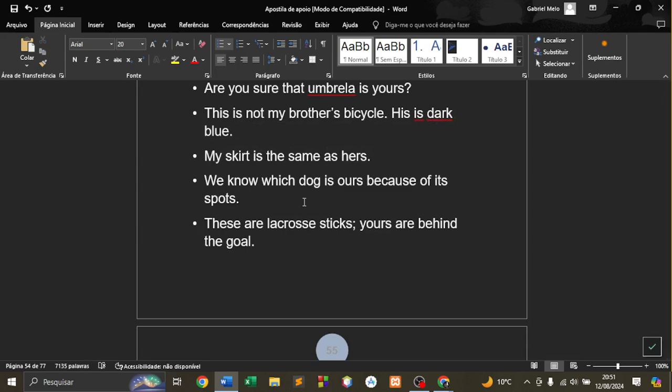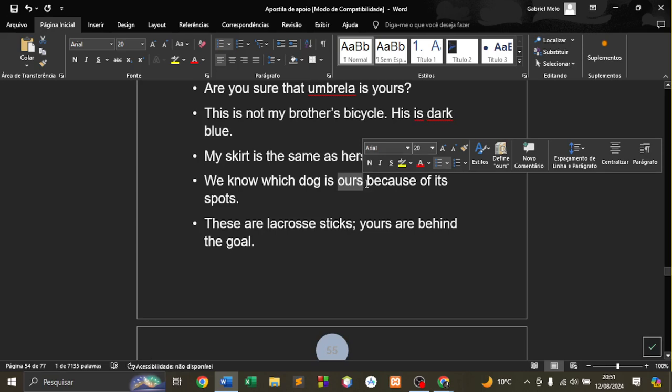We know which dog is ours because of its spots. So, what is the possessive pronoun here? It's. No, it's is an adjective. Ours. Ours, exactly. Why is ours a pronoun instead of an adjective? Because there's not a noun after it.